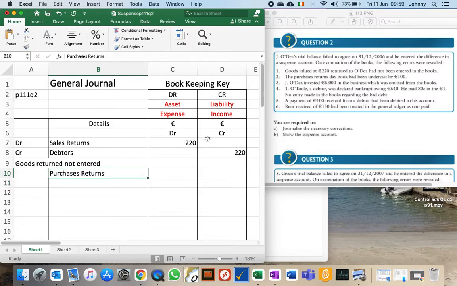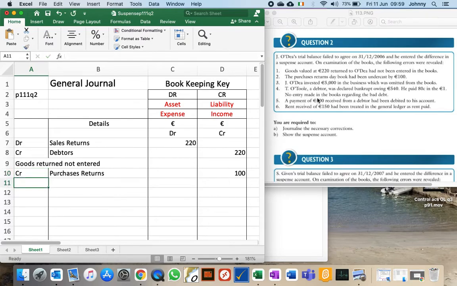Now, purchases is an expense, so purchase returns is the opposite of it. It's an income. If I have more purchase returns, I'll have a credit entry. If I have less, I'll have a debit entry. In this case, it says purchase returns was undercast, so I have too little. So I have to put 100 more in purchase returns. So 100 goes in there, and this is going to be a credit entry.